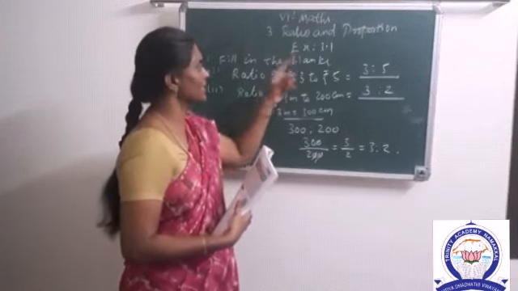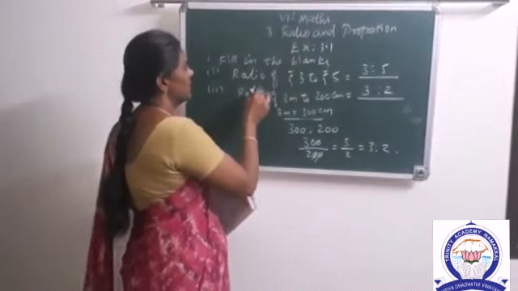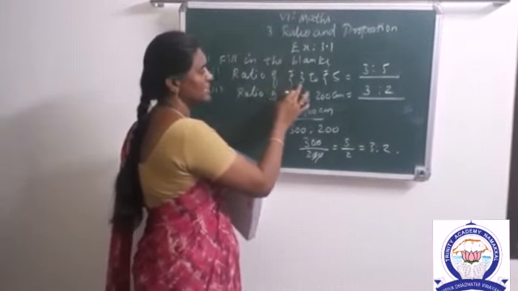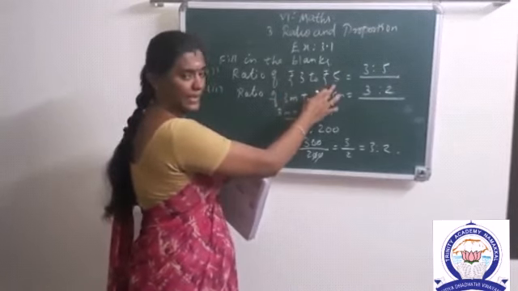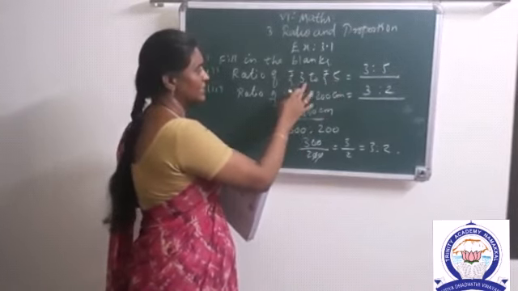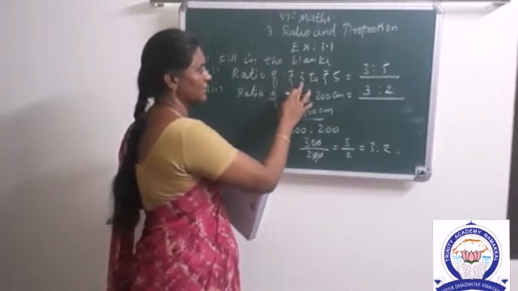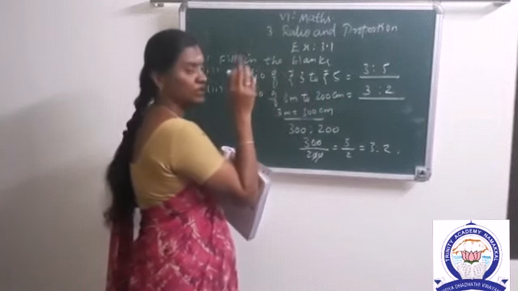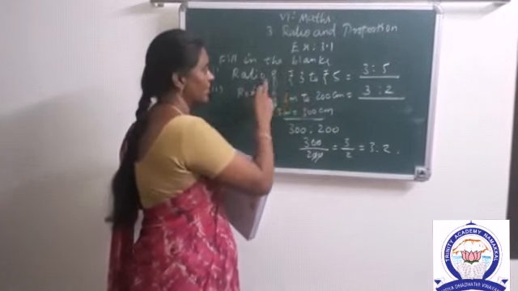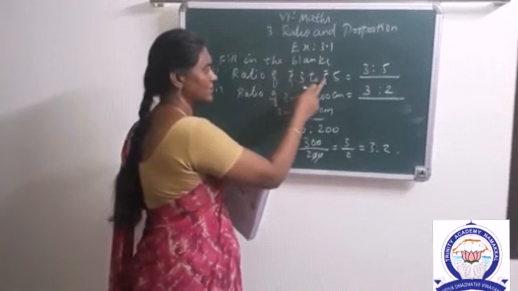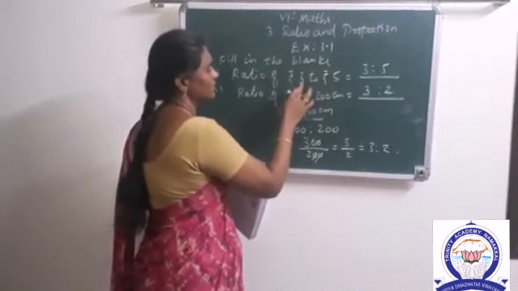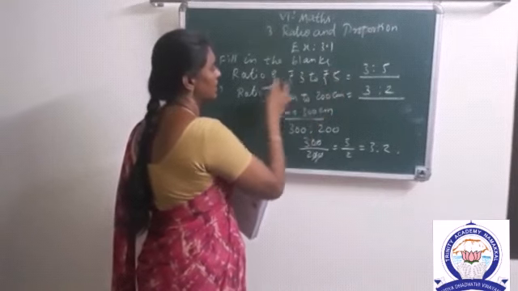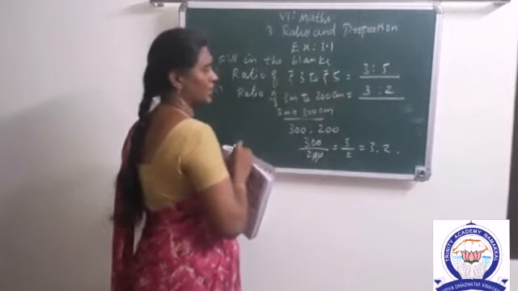See the exercise 3.1. Fill in the blanks. Ratio of rupees 3 to rupees 5. Here the order is very important. Here the first one given is rupees 3. Here ratio has no units. So we write in the ratio form, we don't write the unit symbol. Okay, we write the number only. See, what is the first number? 3. Second number, 5. We can write in the ratio form 3 is to 5.